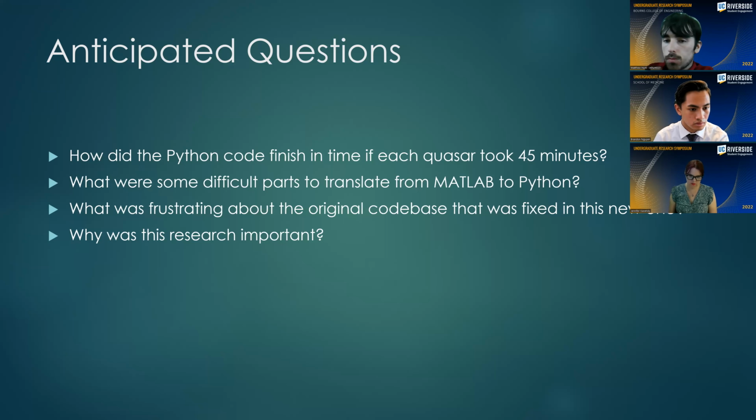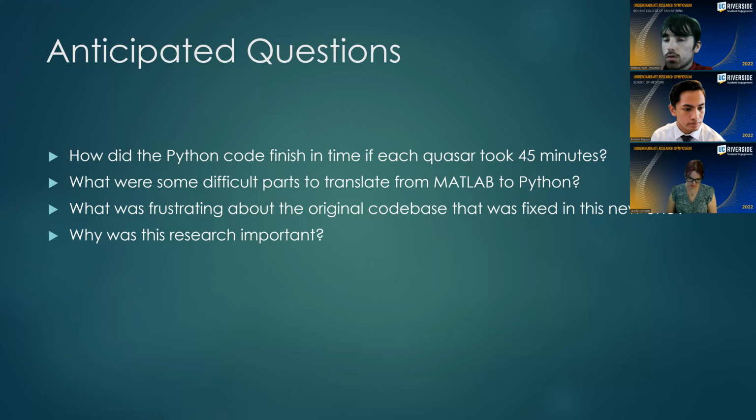What was frustrating about the original code base that was fixed in this new one is that the README was definitely difficult to understand, and there were about 8 or 9 scripts that had to be run in total for the MATLAB code to finish up testing all the quasars, which is now reduced to only 5 in the Python. And it was also frustrating making sure that all the stuff had to be loaded in beforehand as well, which is a lot more streamlined. And the scripts are also a lot easier to comprehend and understand now in the newer one.